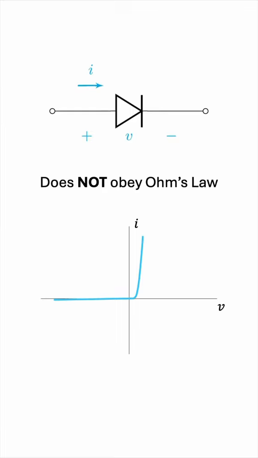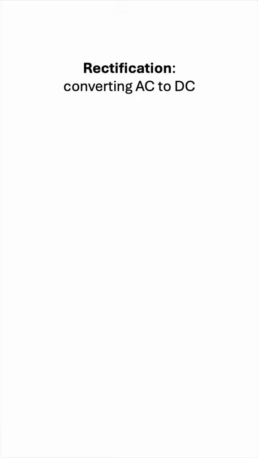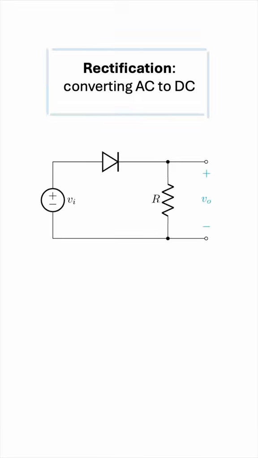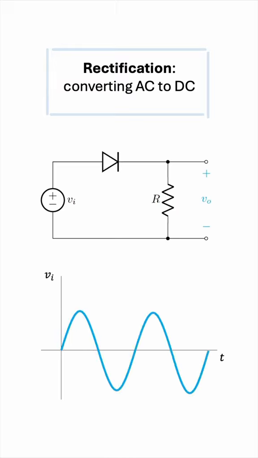The fact that the diode only allows current to flow in one direction makes it useful for many applications. The most important one is called rectification, which is converting AC to DC. In this circuit, if the voltage source is a pure sinusoid, like this, then the diode will be forward biased during the positive half cycles of the waveform and reverse biased during the negative half cycles.